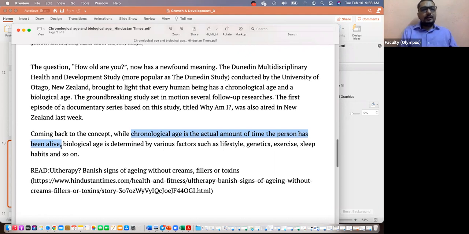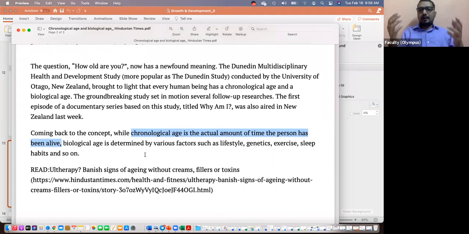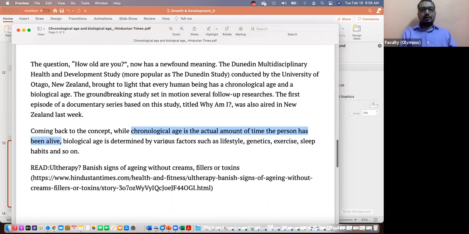Whereas biological age is the internal age of our organs, the age of our physiological systems, which is determined by our lifestyle, genetics, exercise, sleep habits, etc. Biological age is the real performing age of your physiological systems. Is your heart behaving like a 20-year-old or a 30-year-old?